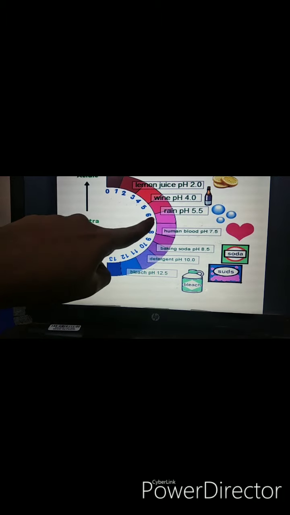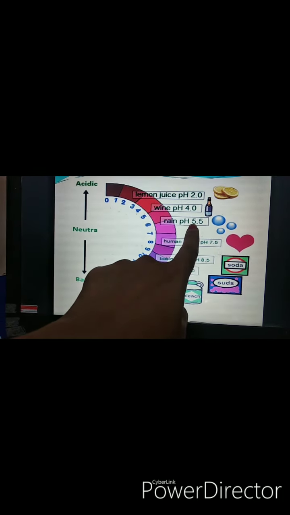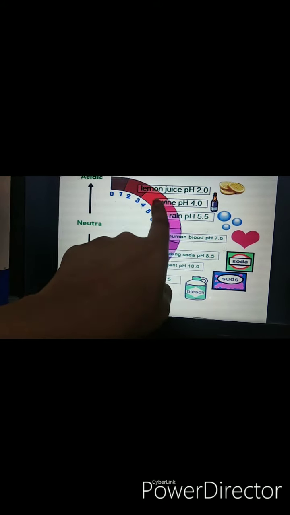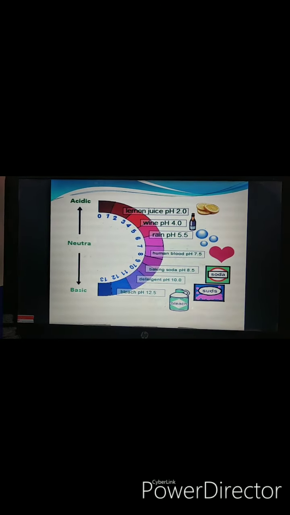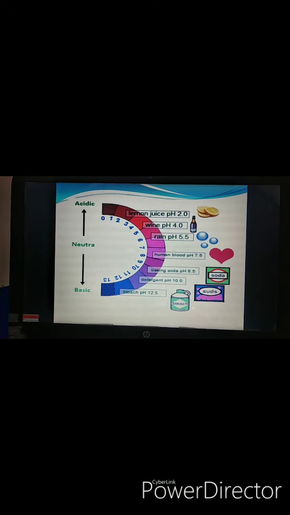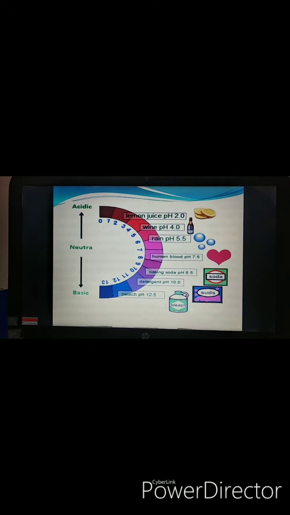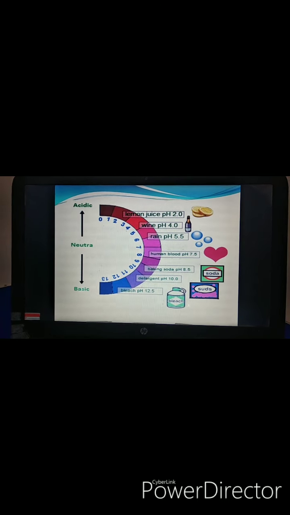Okay, like that, if you will go less than 7, then the raindrop, that is having the 5.5, it is slightly acidic. Okay, wine is 4. Next, the lemon juice is having a lower pH. And do you know, students, in our stomach also one acid is produced? Yes, HCl. But why don't we feel the corrosion in our stomach? Because we are having the what? The mucus in our stomach lining. That's why we don't feel the acid.